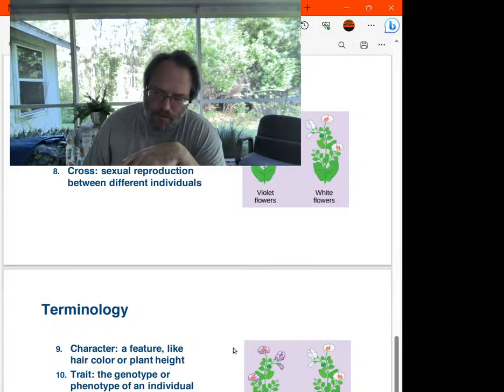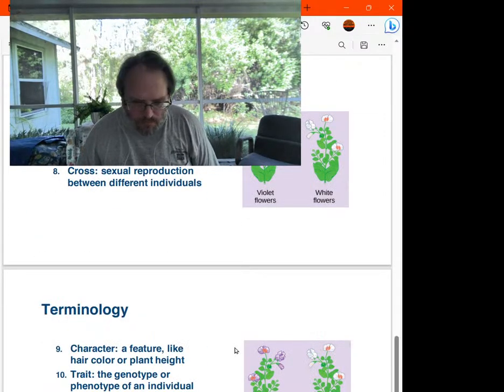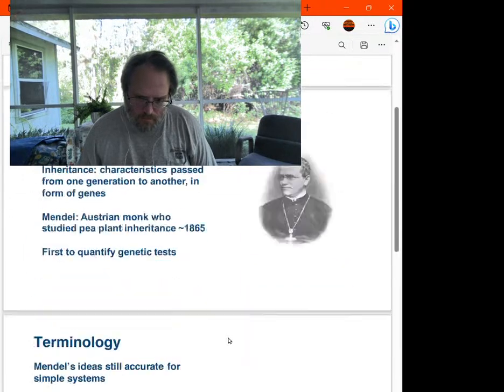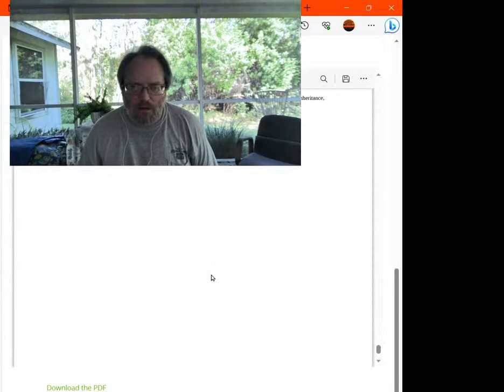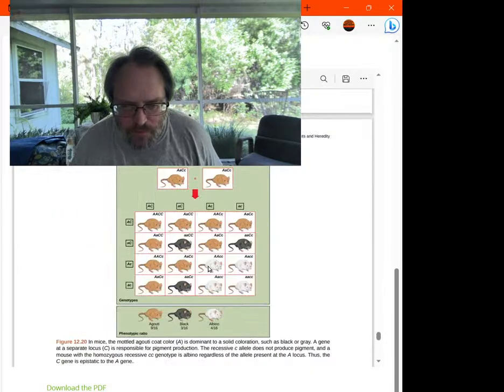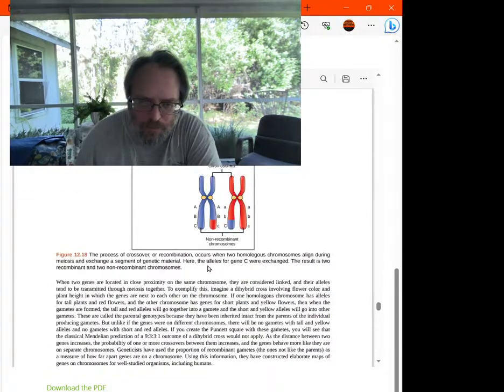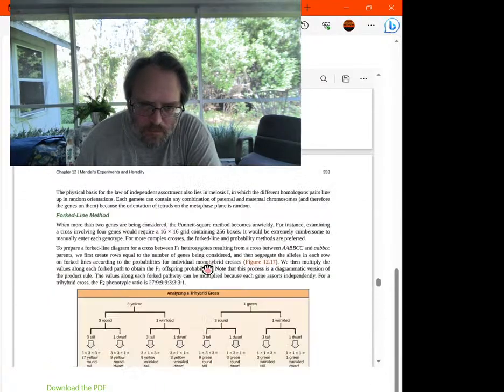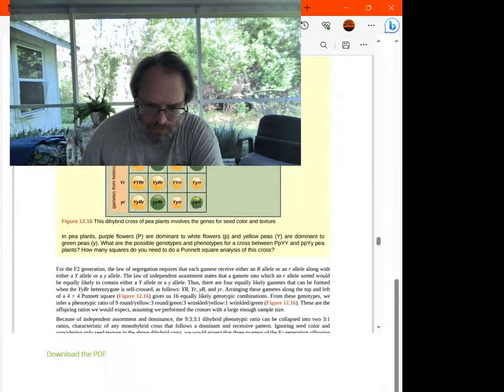For instance, Mendel studied pea plants, and one of his most famous crosses was between peas with purple flowers and peas with white flowers. And finally, a character is a feature an individual has, such as hair color in a person, obviously, or plant height in one of these pea plants. A trait is the genotype or the phenotype of an individual for a given character. So, for instance, a person could have red hair, or a plant could be either dwarf, being small, or tall, being much taller than that. So check your book if you need more information.